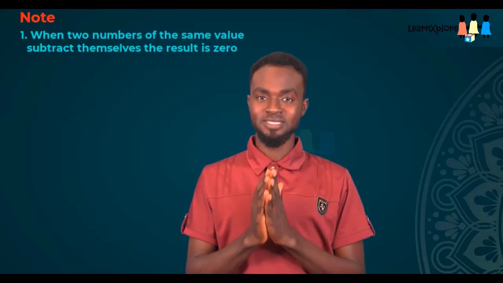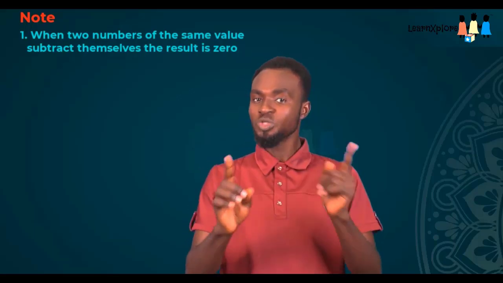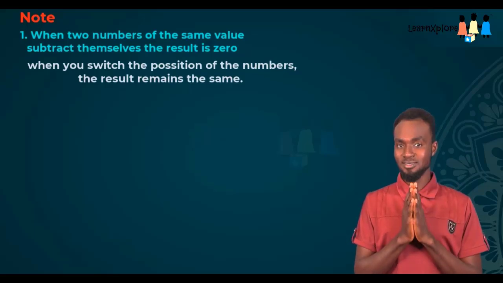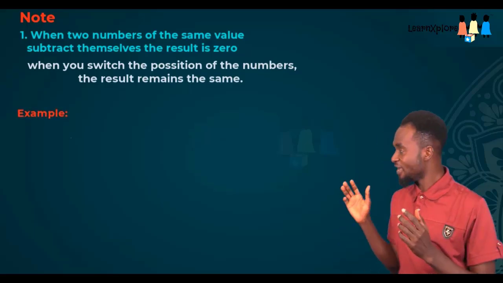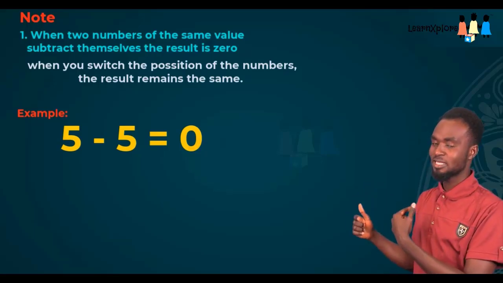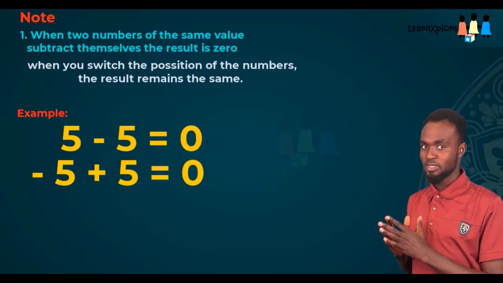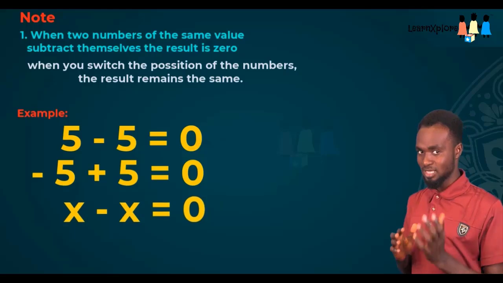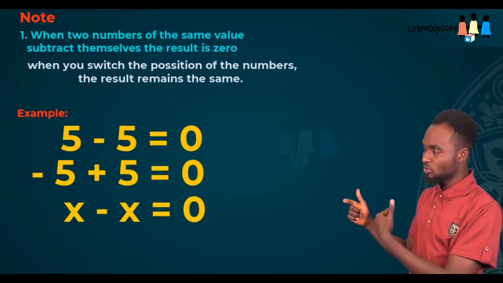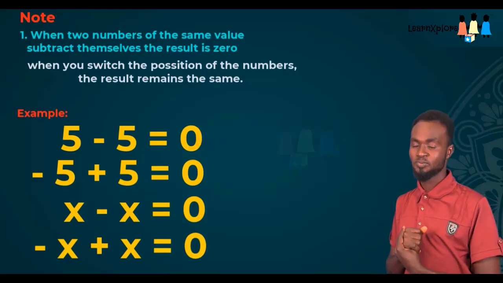Before we continue, let's take note of some certain things. Number 1, when two numbers of the same value subtract themselves, the result is 0. Note also that when you switch the position of the numbers, the result is the same. For example, if you have 5 minus 5, the answer is 0. Even when you switch the values, like you have minus 5 plus 5, the answer will still be 0. Also, x minus x is 0. If you switch the positions like minus x plus x, the answer is still 0.